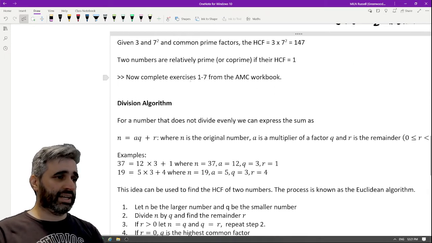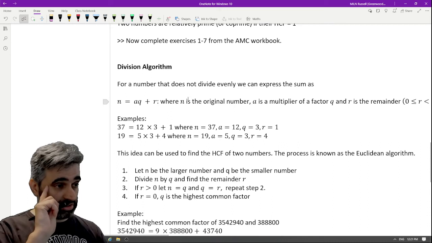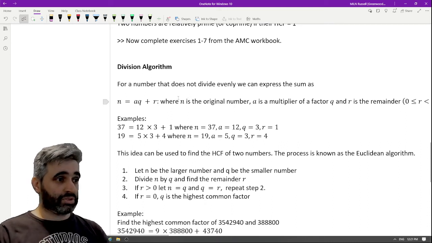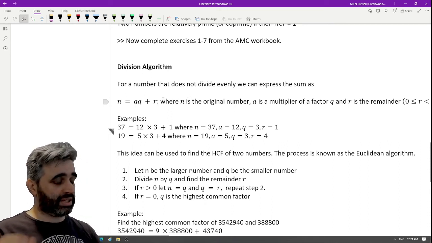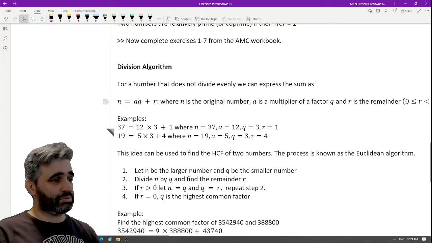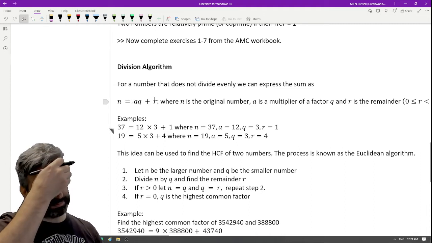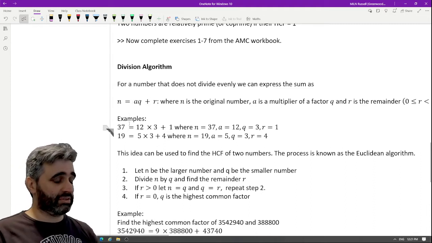Once you've got a handle on that, we then go and learn the division algorithm. So we can express any number and its factor as: the number is equal to some factor multiplied by a number plus a remainder. In the case of 37, if we were wanting to factor it with 3, 12 3s are 36, so there's 12 lots of 3 and 36 with one remainder. N would be 37, A would be 12, Q would be 3, and R would be 1.